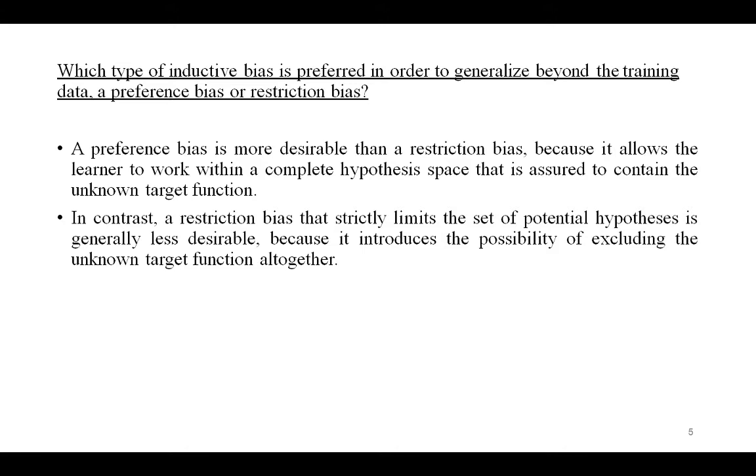Typically a preference bias is more desirable than a restriction bias because it allows the learner to work within a complete hypothesis space that is assured to contain the unknown target function. That assurance it will give. In contrast, a restriction bias strictly limits the set of potential hypotheses, which is generally less desirable because it introduces the possibility of excluding the unknown target function altogether.